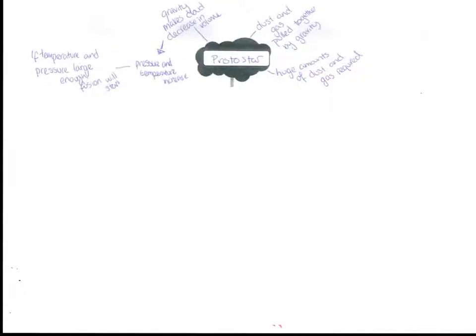So we're talking about the life cycle of a star, and in order to make a star, first of all we need a protostar. So this is a huge cloud of dust and gas in space, and the gravity between the atoms in the cloud pulls all the atoms together. That makes the cloud get smaller. That increases the pressure and temperature of the cloud, and if we can get that temperature and pressure large enough, we'll then have fusion starting to occur. But this only happens if the cloud is big enough.